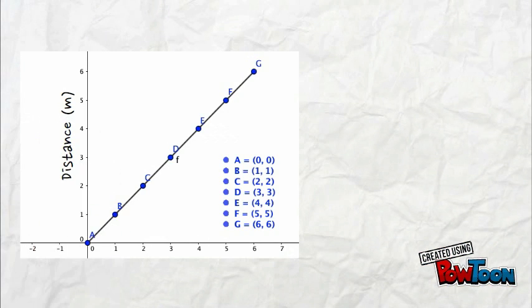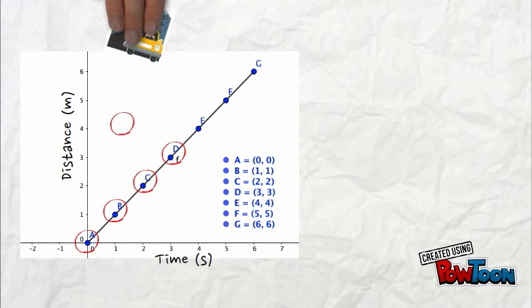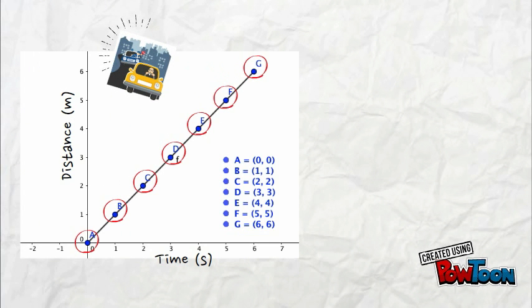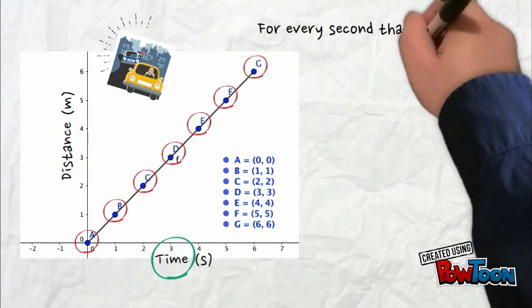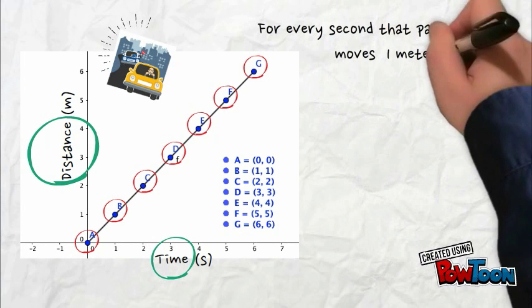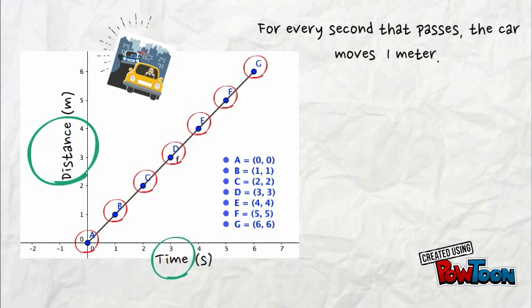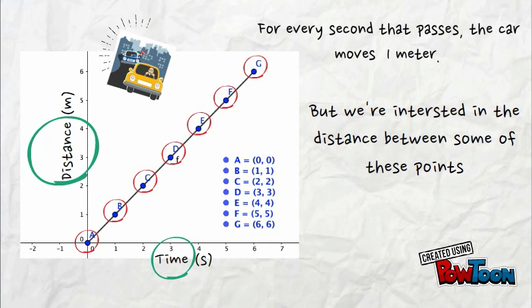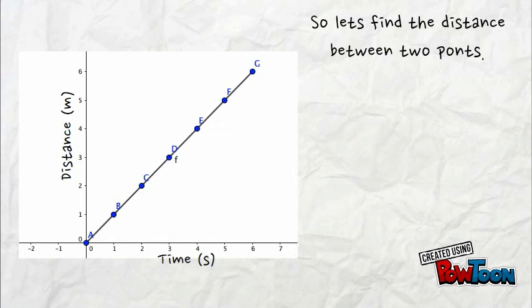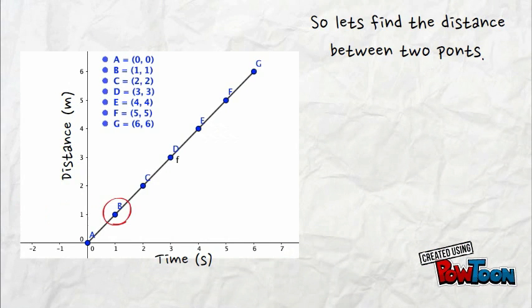So, for example, let's consider a car moving off from rest, and this graph represents that car. On the x-axis we have time, and on the y-axis we have distance in meters. For every second that passes, the car moves 1 meter. But we're interested in the distance between some of these points. So let's find the distance between 2 points.